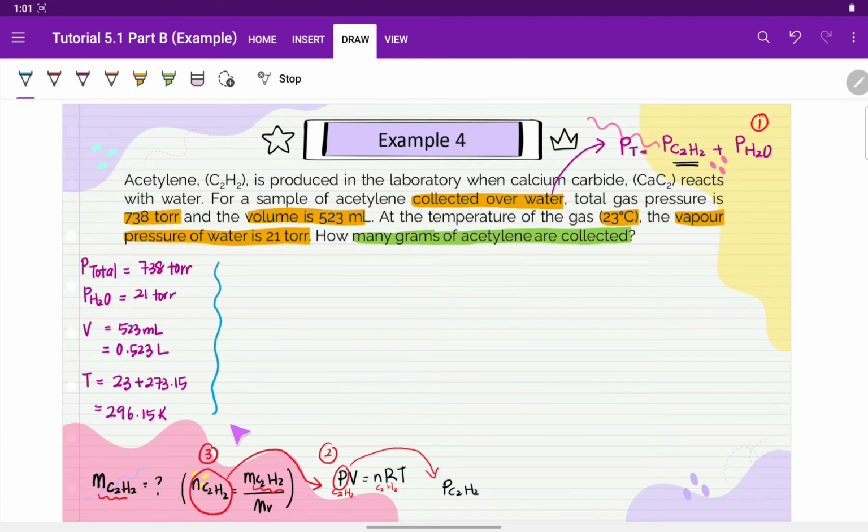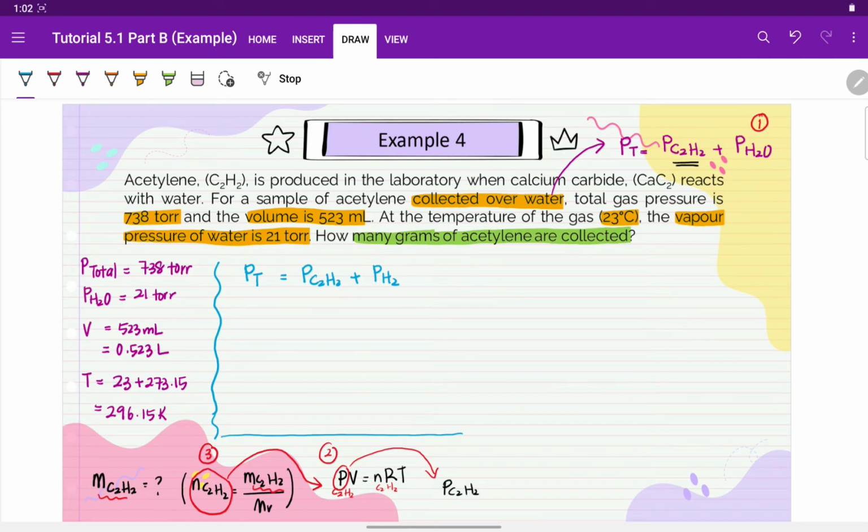Okay, so yang ni saya garis dulu. So, we're going to start with this one. Okay, so tulis balik equation. So, P total sebab collected over water, okay, equals to partial pressure of C2H2 tambah partial pressure of water vapor. Okay, sekarang ni, kalau awak nak tukarkan kepada ATM siap-siap, boleh tukarkan dua-dua. Atau awak nak tukarkan bila nak guna ideal gas equation pun boleh.